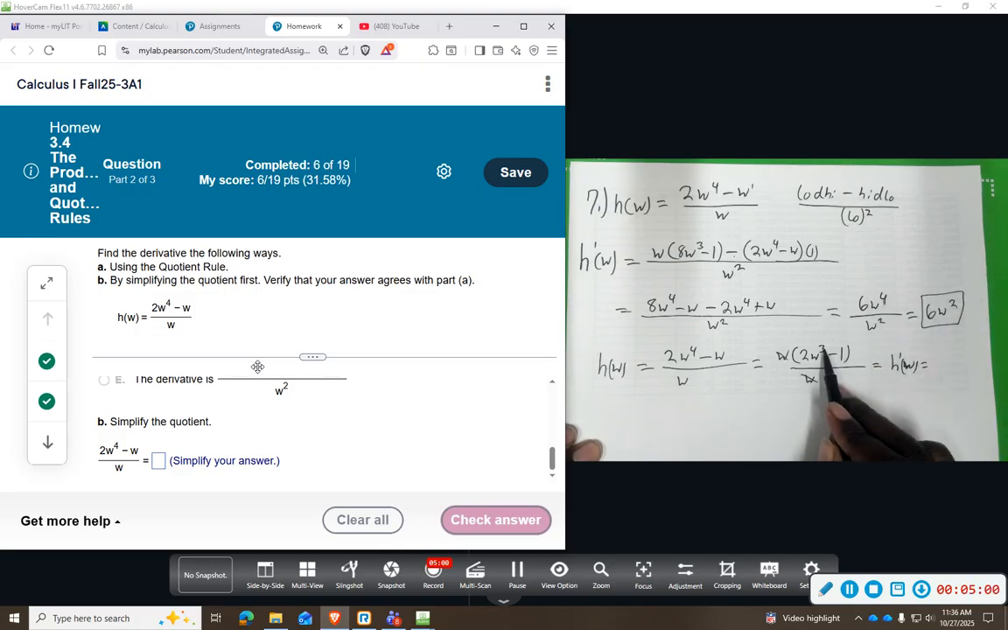So 2 times 3 will give us 6. So we'll have a 6w, subtract 1, so 6w squared. And then the derivative of a constant is 0, so we just end up with 6w squared. And we can see that they both agree.